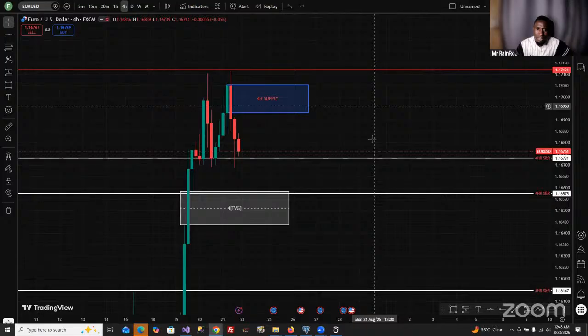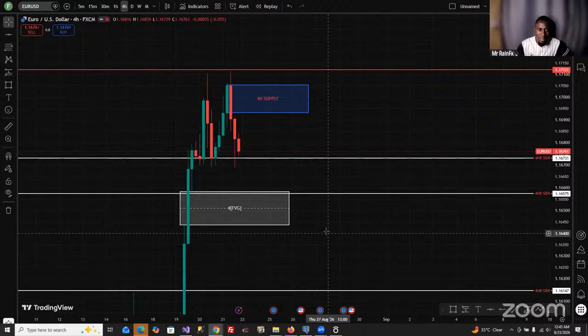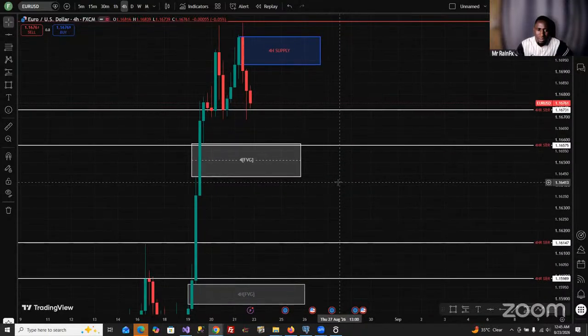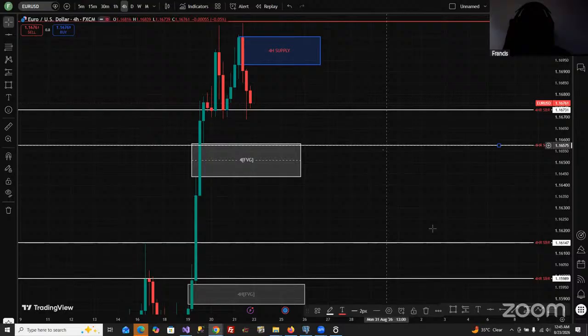So this one was good. This is a nice supply zone, and this base was good. Now here you see a fair value gap has a support and a resistance line. So once you have a fair value gap like this, you can decide to remove this line. This one.